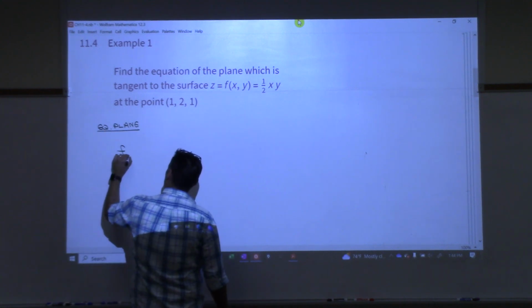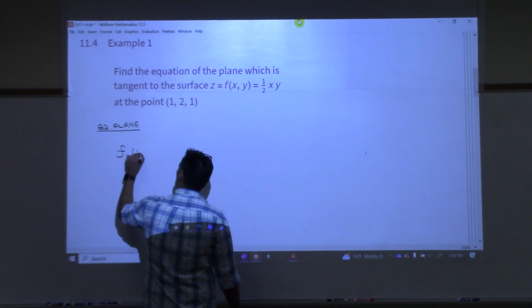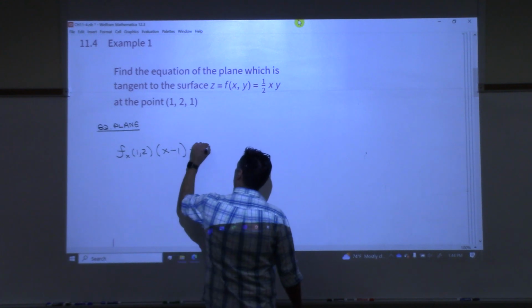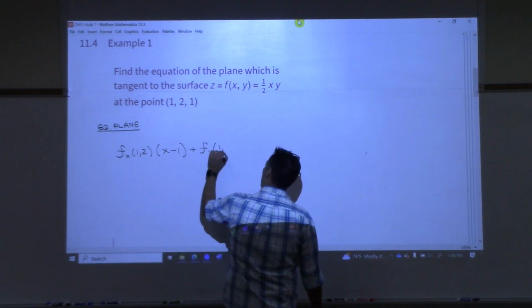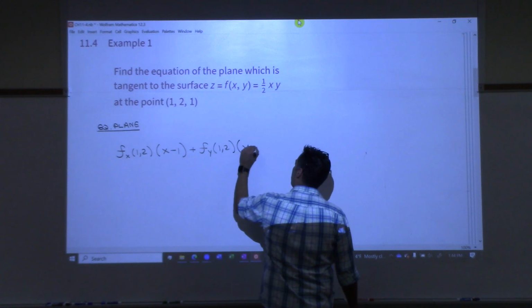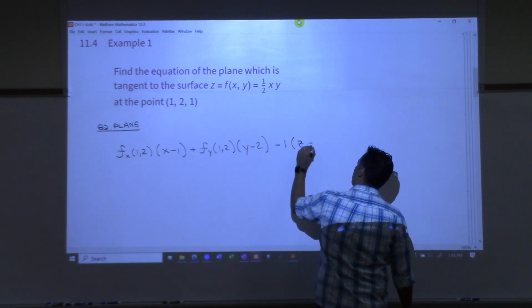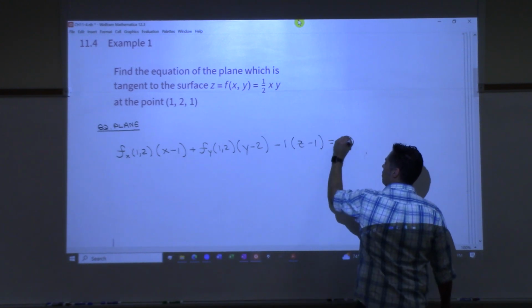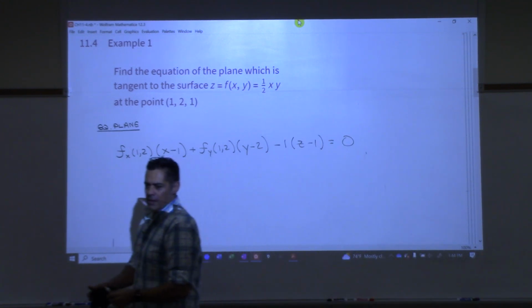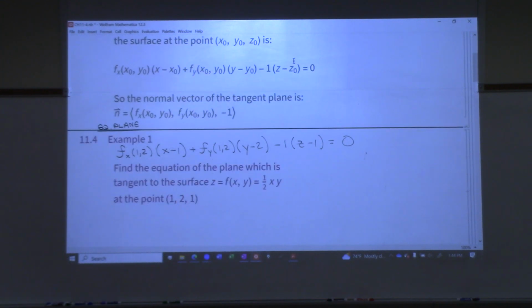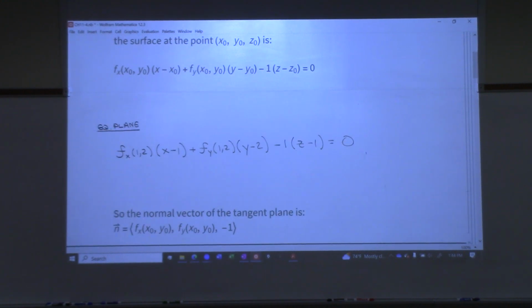the partial of f with respect to x at the point 1, 2 times x minus 1, plus the partial of f with respect to y at the point 1, 2 times y minus 2, minus 1 times z minus 1 equals 0. All right, so do you understand where all that came from? That's the formula right there. Let me move it down right there. Okay, that's that formula right there.